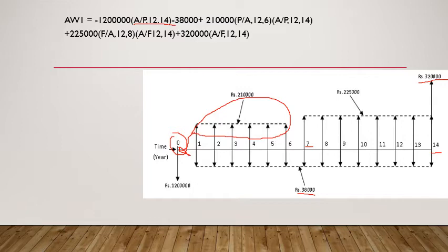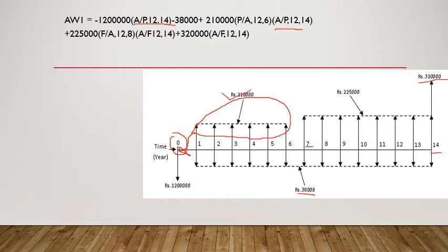So in this case, first I will convert that into P because it is nearer to P. Then using the factor A by P comma 12 comma 14, I convert that into annual worth for 14 years. So this is done.